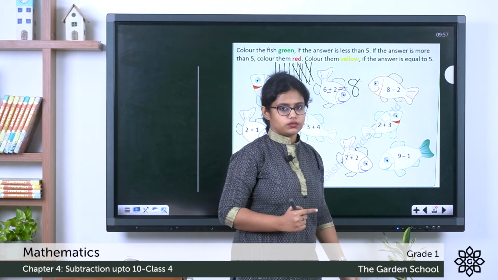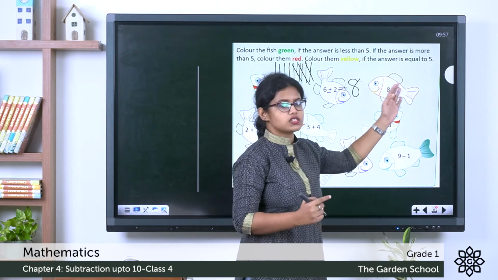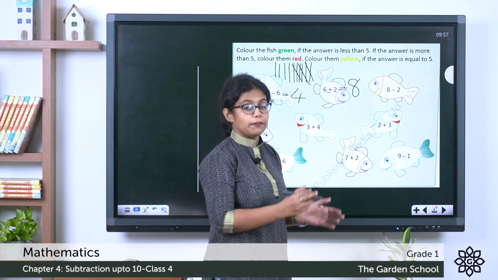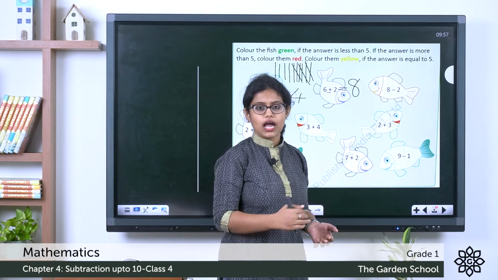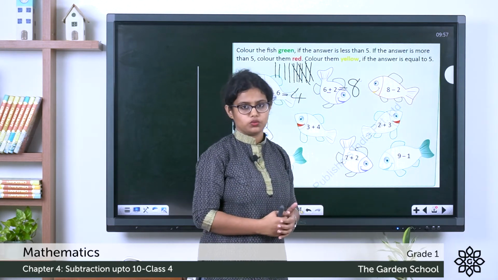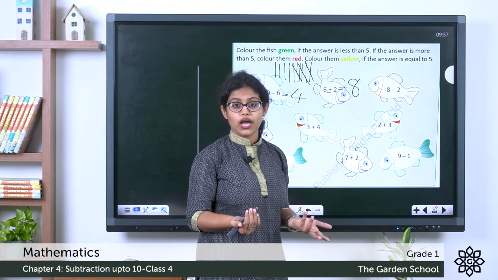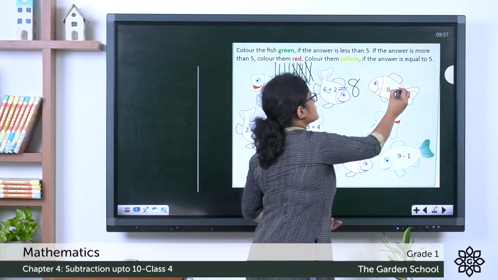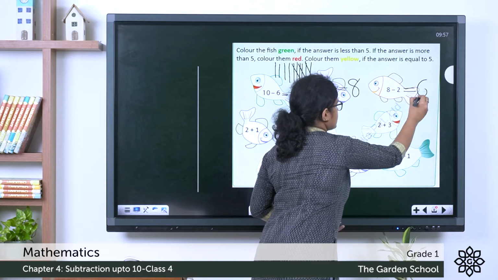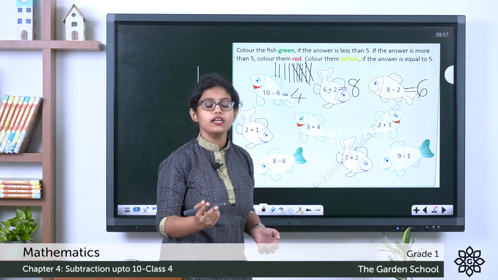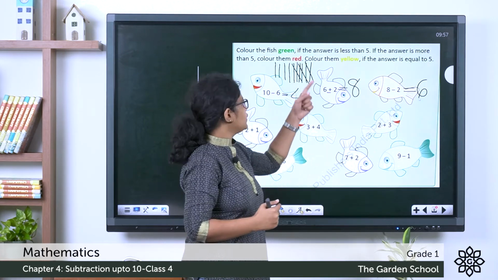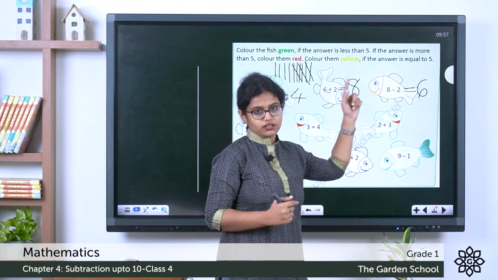Coming to the next one. 8 minus 2. Imagine you have 8 apples with you and I took away 2 apples from you. How many apples do you have now? You have 6. So is 6 less than 5 or more than 5? It is more than 5. So which color? You can color the fish red.